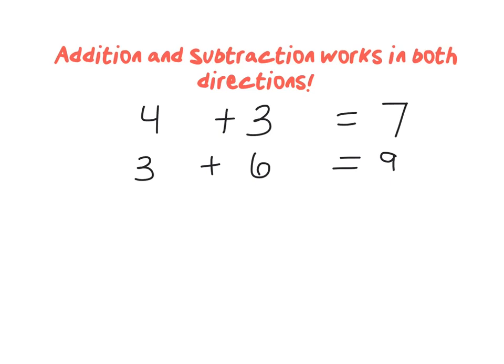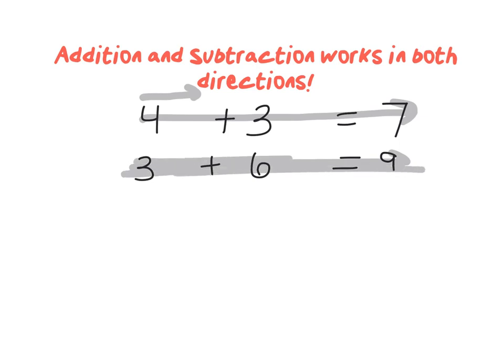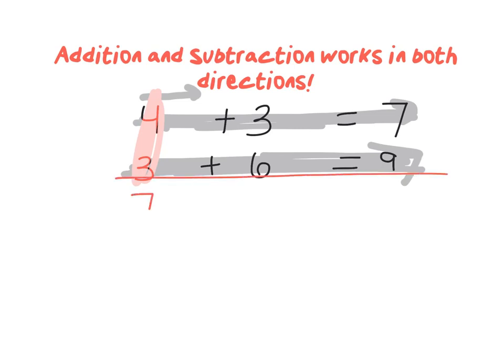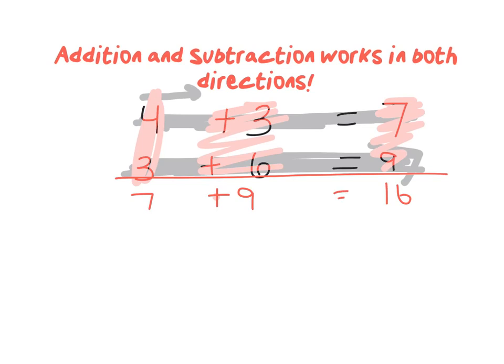So in other words, if I go to the right, reading left to right, 4 plus 3 is equal to 7. 3 plus 6 is definitely equal to 9. But I can also read it in the other direction. What if I read it up and down? Well, 4 plus 3 is equal to 7. 3 plus 6 is equal to 9. And then on this side, 7 plus 9 is equal to 16. But if I go back and read it left to right, that also works, right? 7 plus 9 is 16.